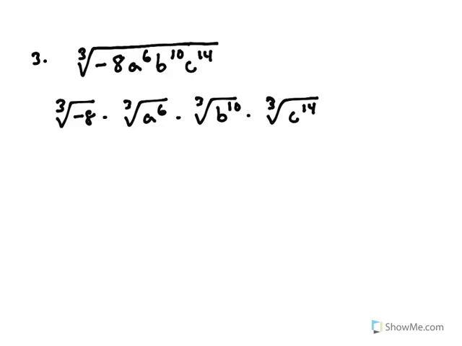Cube root of negative 8, that's going to be a perfect cube, so that's going to give me negative 2. A to the 6th power is also a perfect cube because a squared times a squared times a squared is a cubed, so it's going to be a squared. This one, we need to break this down so that one of them is a perfect cube.